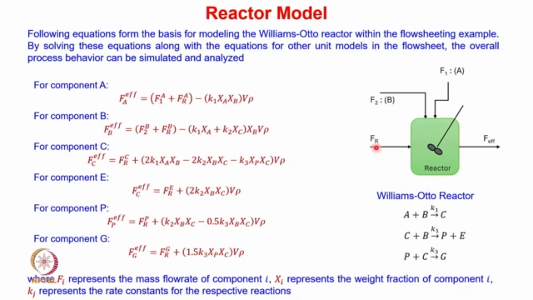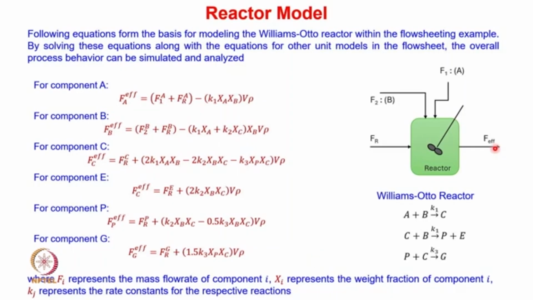So these are the component A input to the reactor, and remember, A is reacting with B to produce C. So clearly A is getting consumed by the reaction. The consumption of A is represented through the second term, minus K1 XA XB V into rho. Here V is the volume of the reactor, and rho is the density of the reactants present in the reactor.